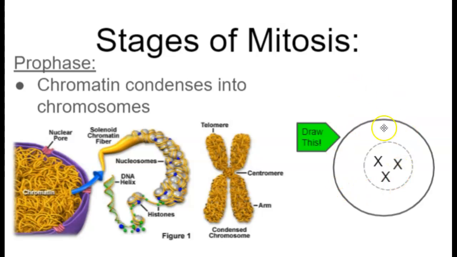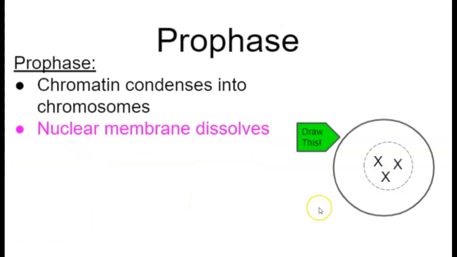So again, we're going to draw this picture next to where we wrote prophase. You'll notice I've got a dotted line here for the nucleus. That's because in prophase, the nuclear membrane starts to disappear. It starts to dissolve. And this is so our chromosomes can move around. Remember, the DNA usually is stored within the nucleus. But we need those chromosomes to be able to move to either side of the cell so the cell can split. So this is our nuclear membrane. We've got our X's, which are our chromosomes.